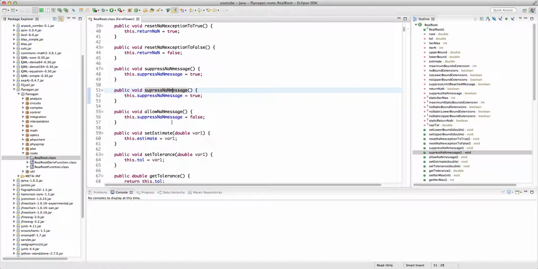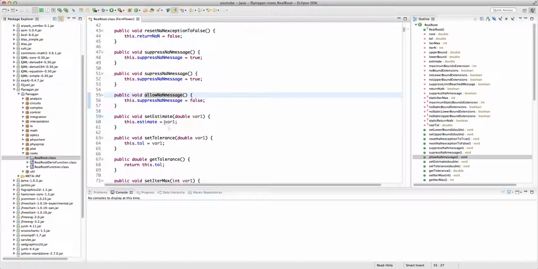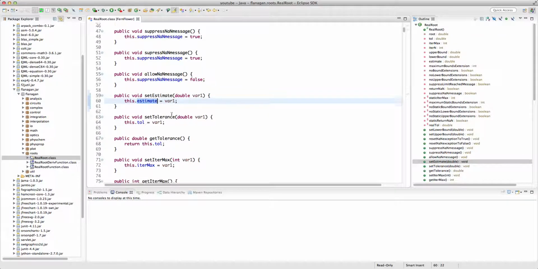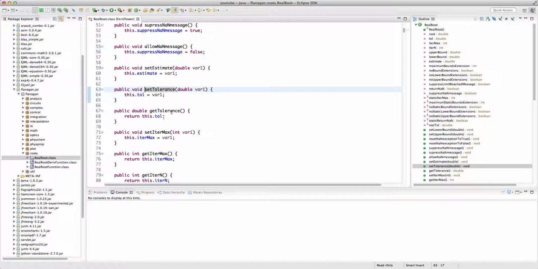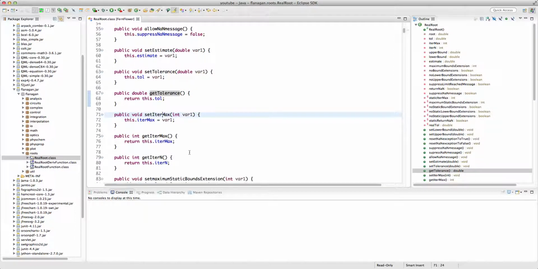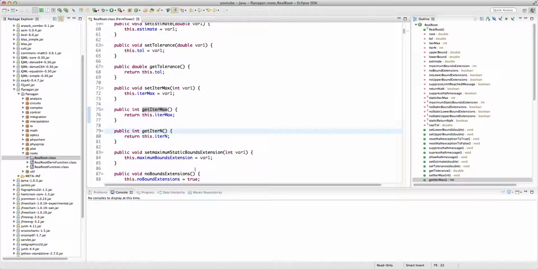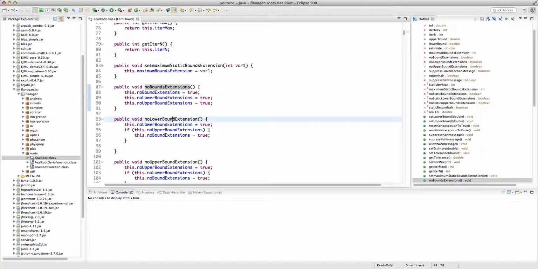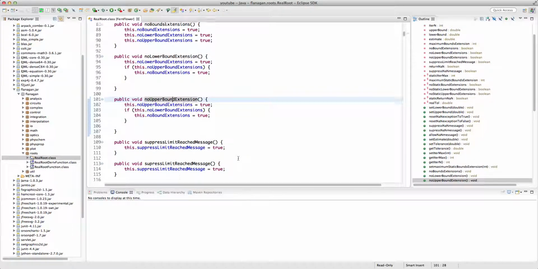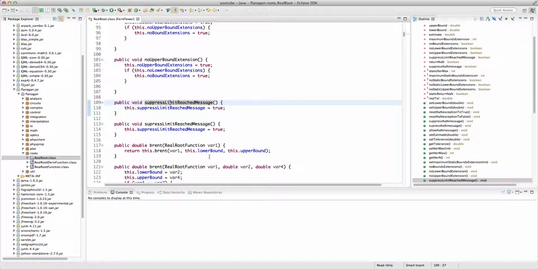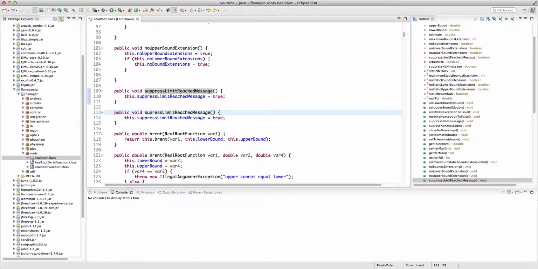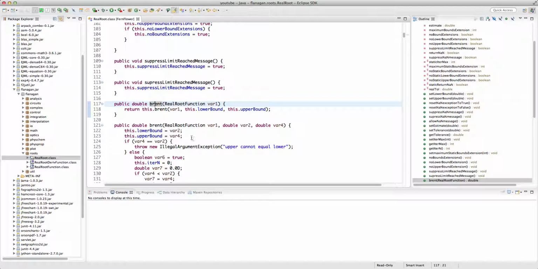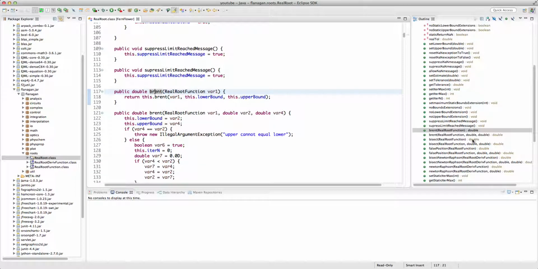and allow NaN message, set estimate. So you can just use this to set the global estimate of the root, set tolerance, get tolerance, set iteration max, get iteration max, get iter n, set maximum static bounds extension, no bounds extensions, no lower bound extension, no upper bound extension, suppress limit reached method. Brent. So this is where the algorithms start.